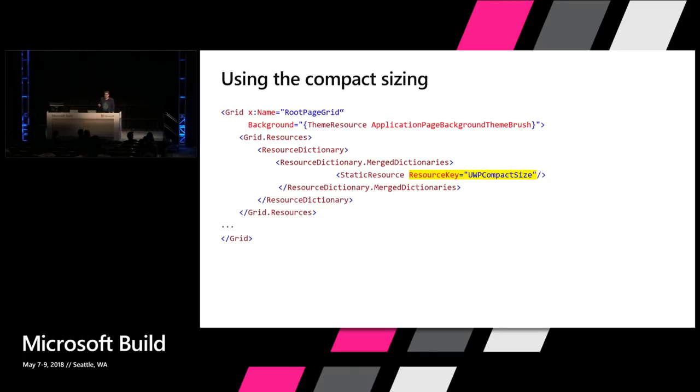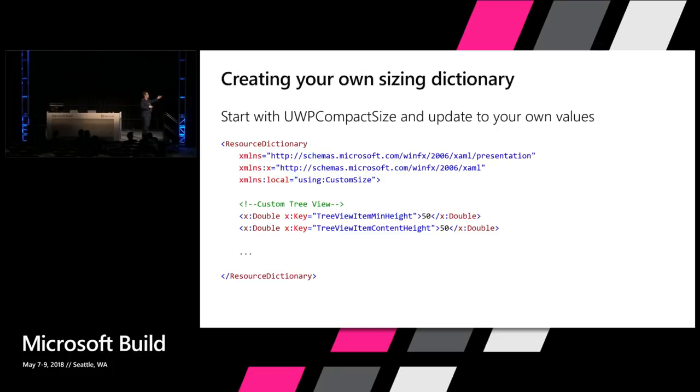To use the compact sizing, it's just a static resource, and you can just merge it in to your resource dictionary to take advantage of it, kind of one line there. And if you want to do different sizing, you can start with that UWP compact size resource dictionary and change the values to your heart's content to get exactly the right density for your app.